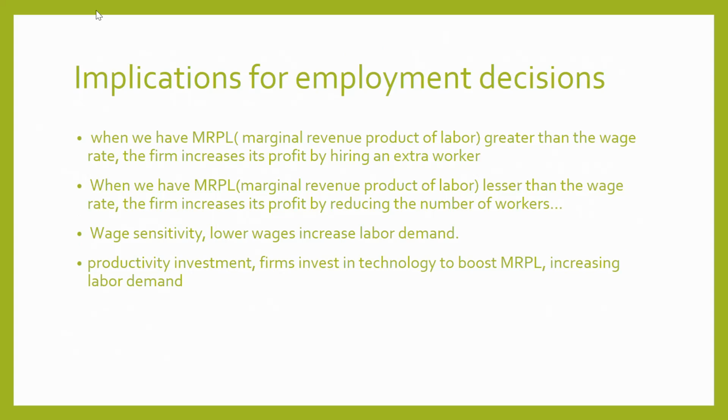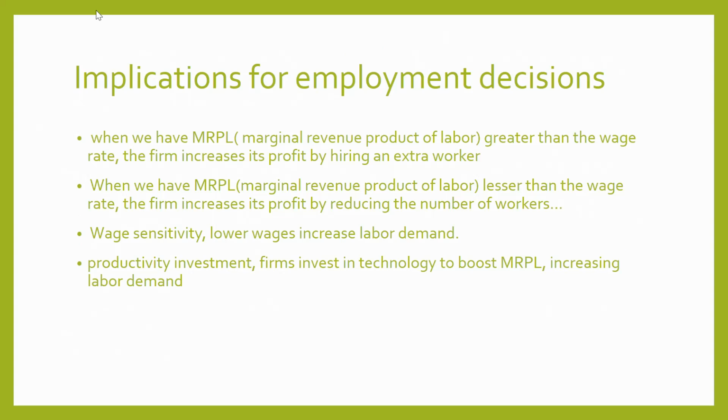And then some of the implications we have for employment decisions: when the marginal revenue product of labor is greater than the wage rate, the firm increases its profits by hiring an extra worker. What this point means is that when the available workers are contributing a lot compared to the wage rate, the firm increases its profits by hiring an extra worker to increase its productivity at the minimum wage rate.